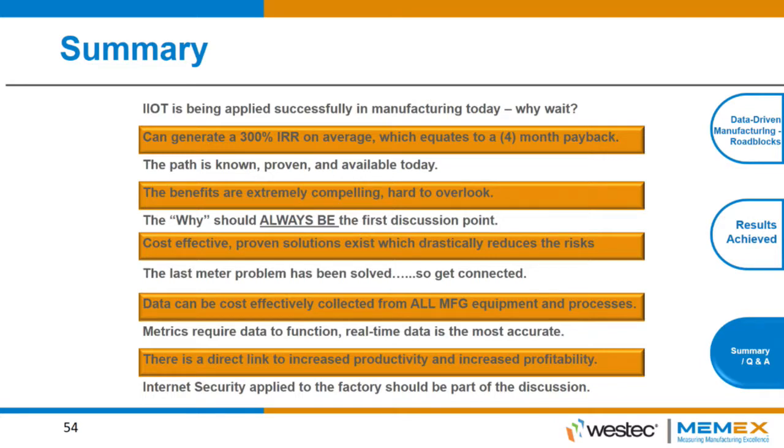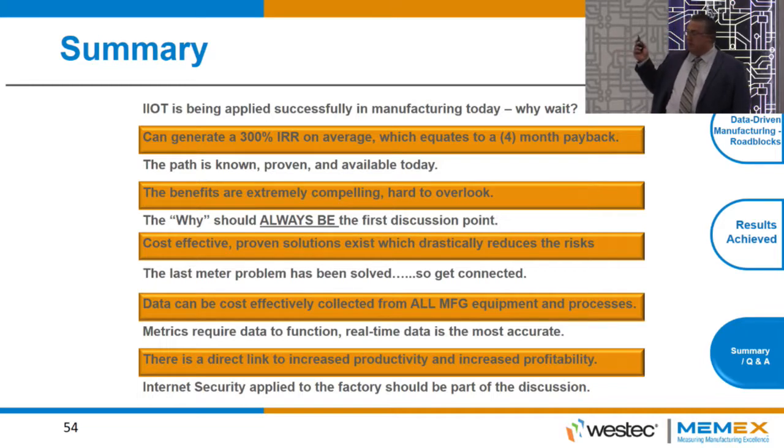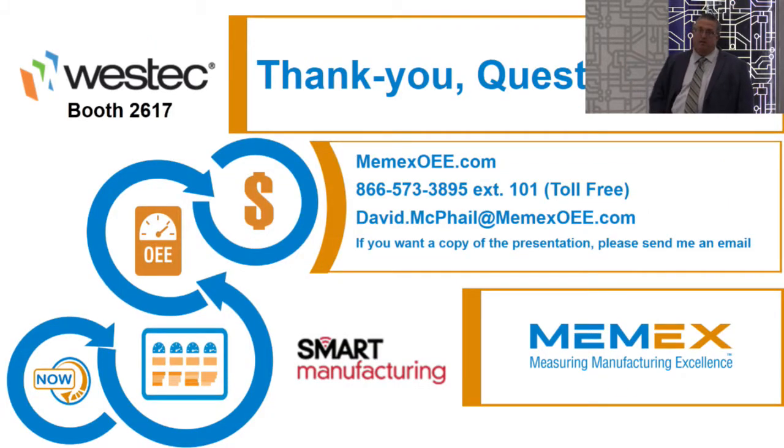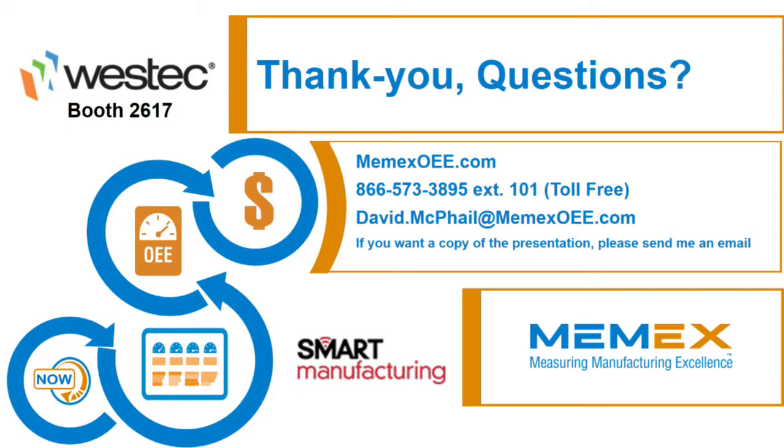From a summary perspective, the path is known and proven today. The why should always be part of the discussion. Data security is extremely important. Data can be collected from all manufacturing assets. It doesn't apply to one particular genre of manufacturing equipment. It can be anything making anything. And there's a direct link between increased productivity and increased profitability. With that, I'll take some questions if anybody has any.